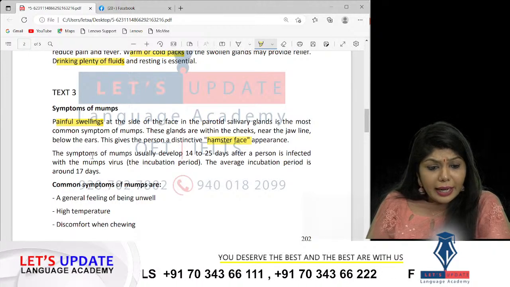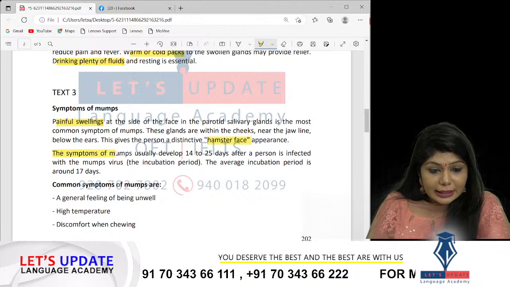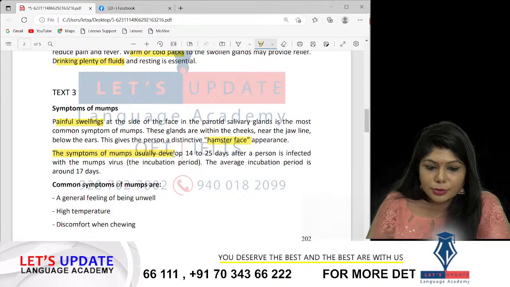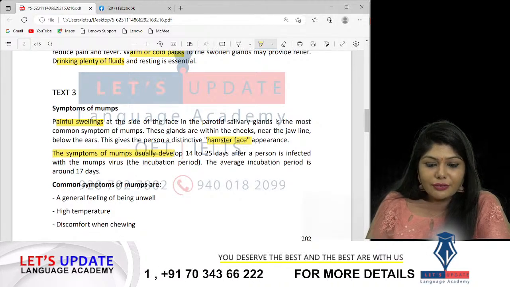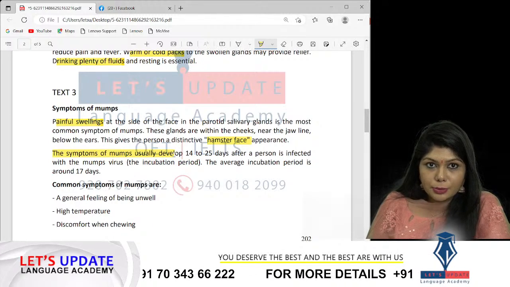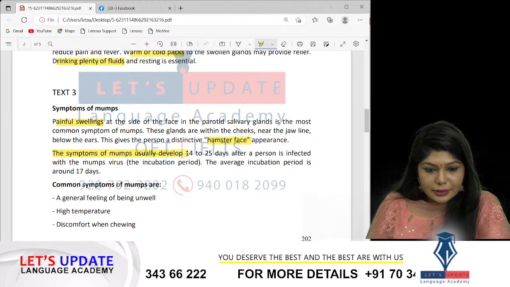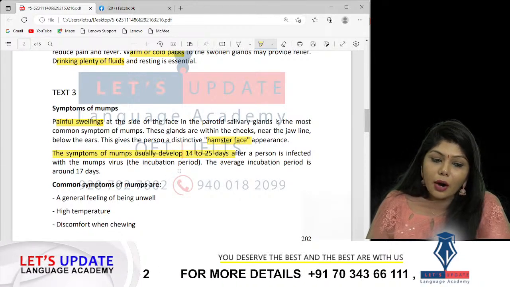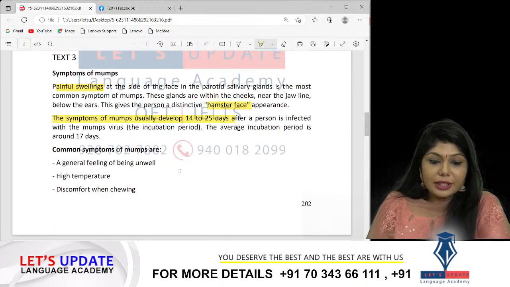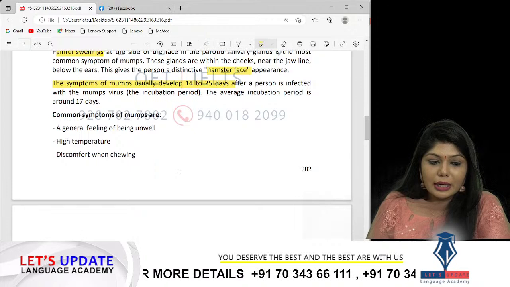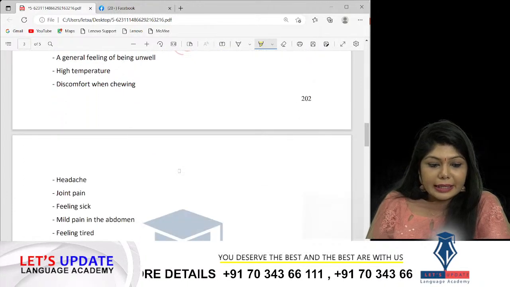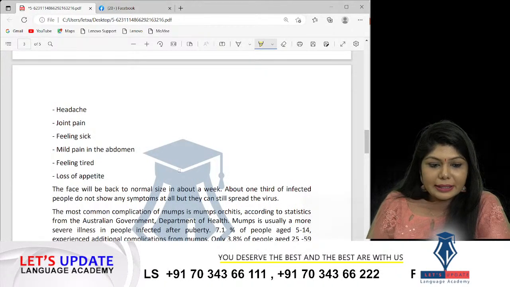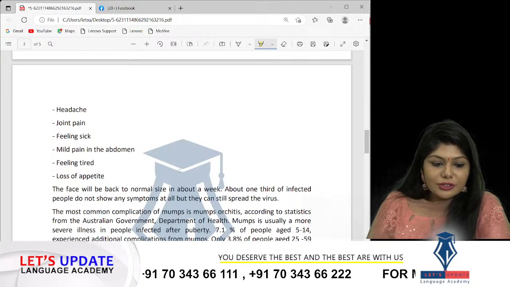So yeah, and when do the symptoms develop? That is the next part of information that I'm going to highlight. Symptoms of mumps usually develop 14 to 25 days after a person is infected with the mumps virus. The incubation period, the average incubation period is around 17 days. Common symptoms of mumps are a general feeling of being unwell, high temperature, discomfort when chewing, headache, joint pain, feeling sick, mild pain in the abdomen, feeling tired, loss of appetite.